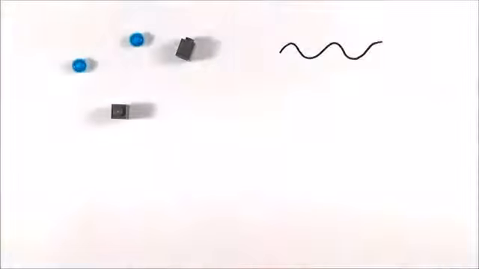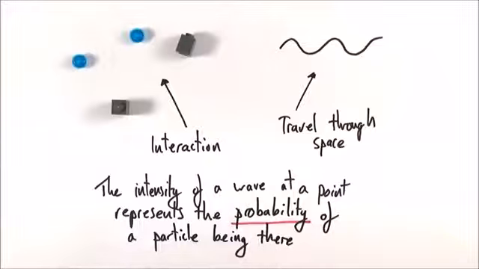So I guess this is where the whole of quantum physics comes into force, from the work that was done in the early part of the 20th century. Light isn't just a particle, or just a wave, it's kind of both. And effectively, the intensity of a wave at a point represents the probability of a particle being there. And this word, probability, is quite important.